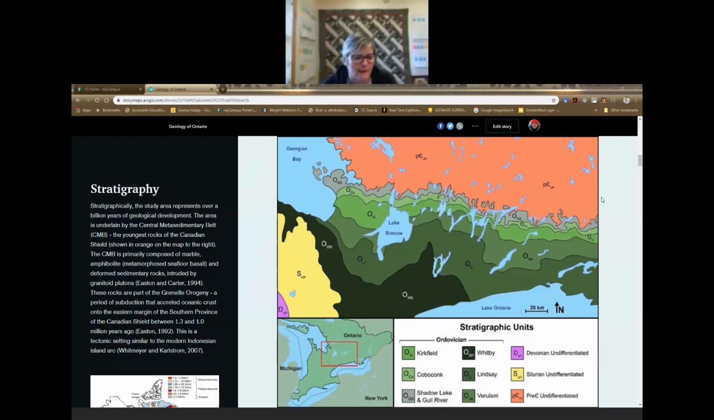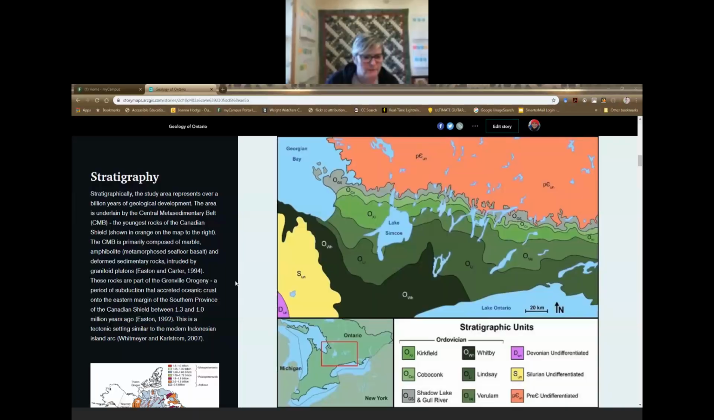Tectonically, what we're looking at is a setting that is similar to the modern Indonesian island arc. And basically, there was a collision of a couple of chunks of continental crust and the formation of a mountain range that was around about the size of the Himalayas at the time.